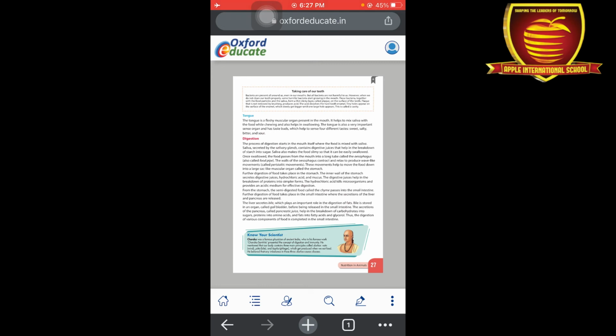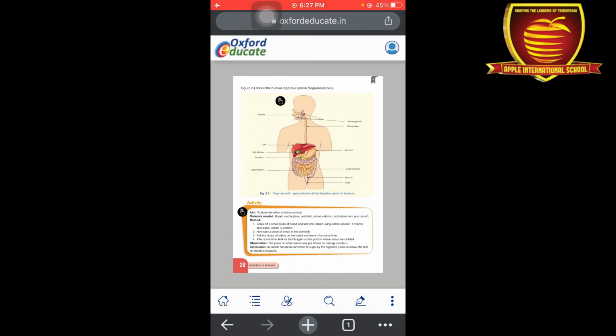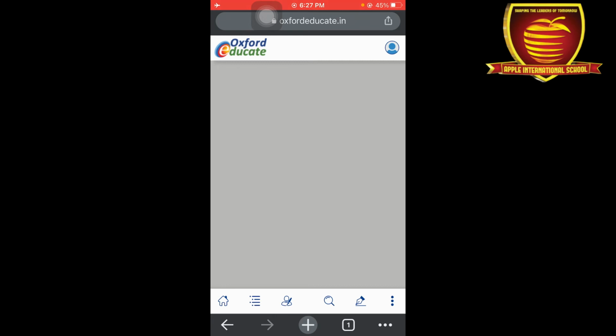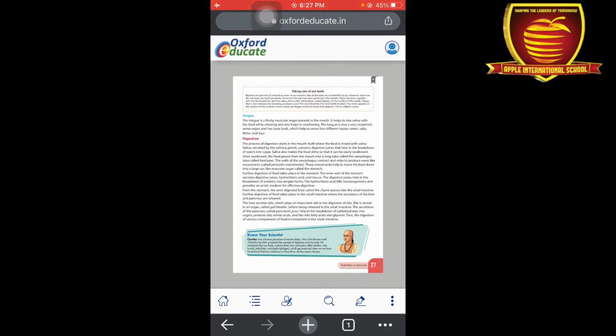And there is a pancreas. Here you can see the pancreas is present just below the stomach. That pancreas has pancreatic juice which helps in the breakdown of carbohydrates. कार्बोहाइड्रेट्स को किस किस में ब्रेक डाउन कर रहा है, शुगर, प्रोटीन्स इनटू एमिनो एसिड्स को. ठीक है, मतलब कार्बोहाइड्रेट्स को वो ब्रेक डाउन कर देता है शुगर में, प्रोटीन्स को ब्रेक डाउन कर देता है अमीनो एसिड्स में, और फैट्स को ब्रेक डाउन कर देता है फैटी एसिड्स में.